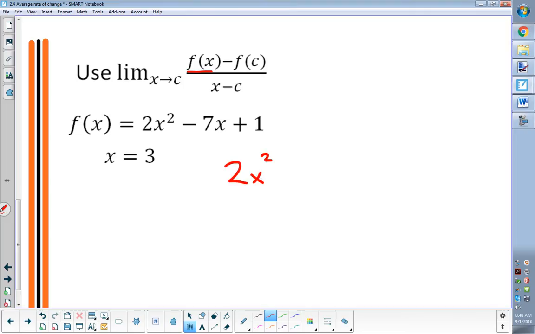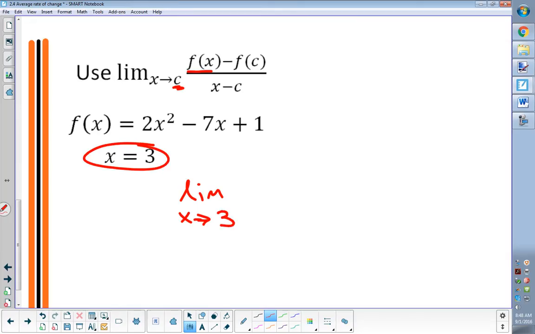Yep, that equation there. Good. So we're finding, let me write this first, the limit as x approaches c. What's our c value going to be here? 3. The c that we're talking about is always, what are you trying to find the limit at? Okay, where are you trying to find the slope? We're trying to find the slope at 3.